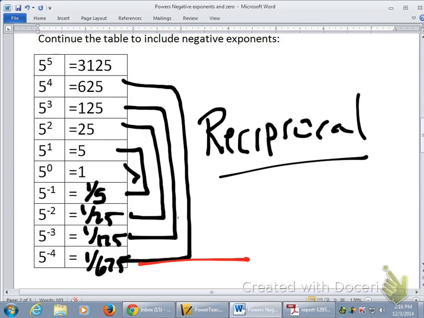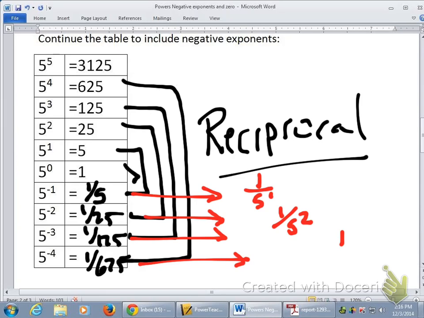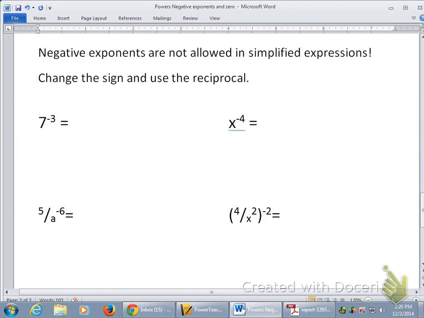Now, just to clarify that, I could rewrite 5 as being 5 to the first power. And I could rewrite 25 as 5 to the second power. And that's what I did here. And so forth and so on.